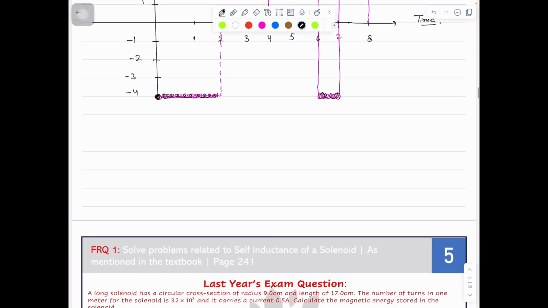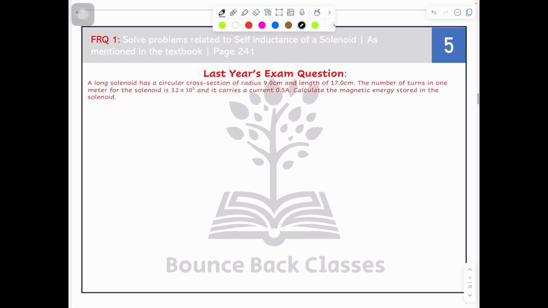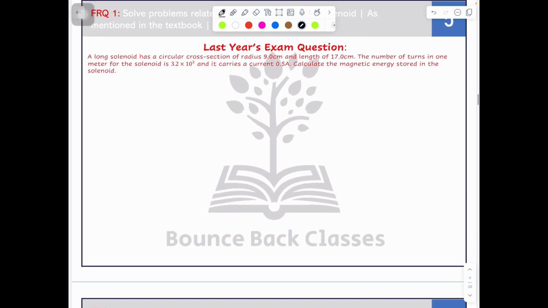Okay, now move to the next question. This question was already asked in the previous year, so you have to be very conscious of which type of question it is. Okay guys, now let's start with the last year exam question, and this is the question in front of you. A long solenoid has a circular cross section of radius. Radius is given 9 centimeter. Okay, let me segregate this part so that you can easily solve it.